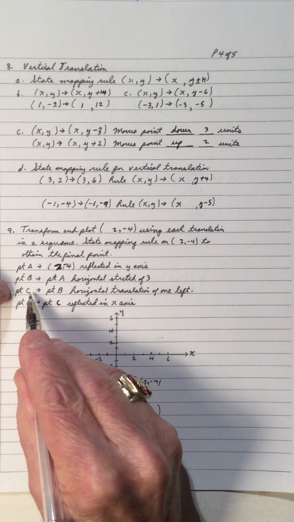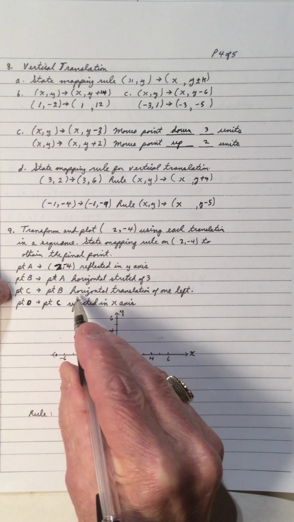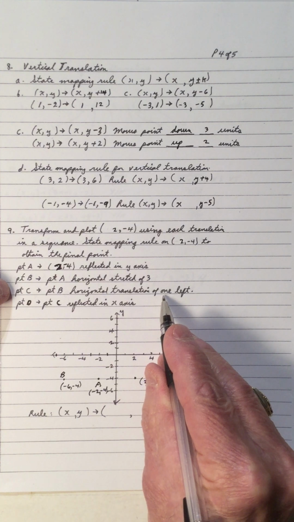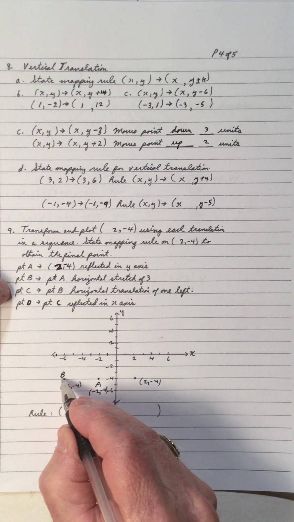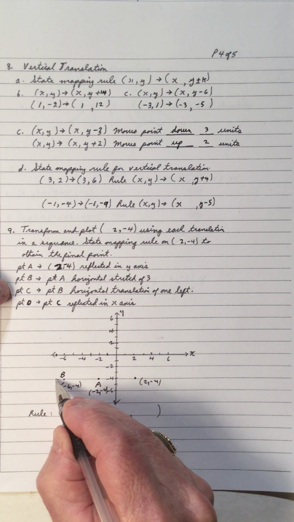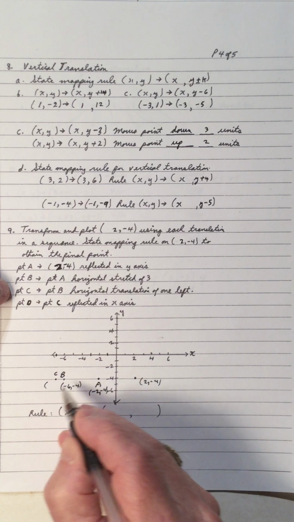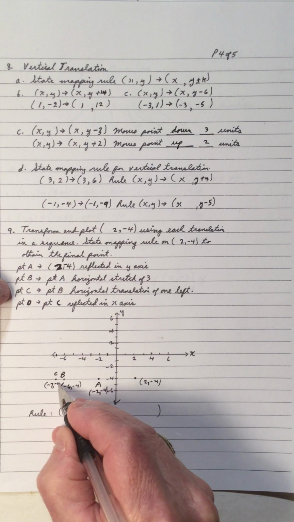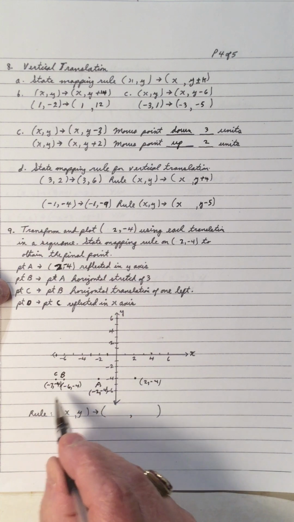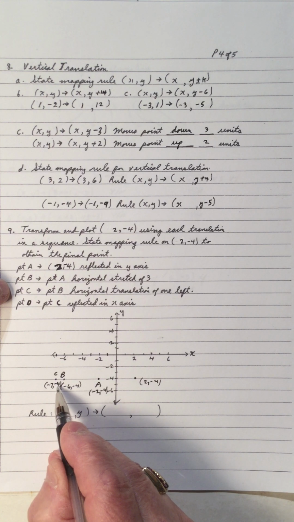Now, point C. This is B. So we're taking B and doing a horizontal translation of 1 left. So we're taking B and moving it 1 left. So B goes right there. So that's point C. This point is (-7, -4), 1 unit left.